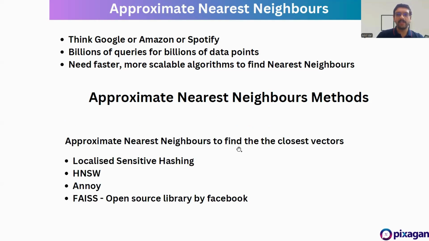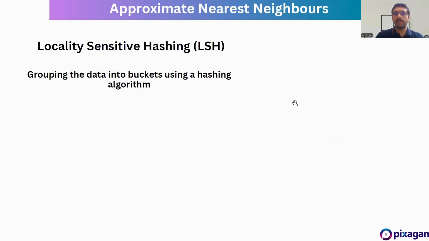So there are a number of different techniques. An example is locality sensitive hashing. There's the hierarchical navigable small worlds algorithm, which is one of the key algorithms used in vector databases. You've got Annoy. Then there's FAISS, which is an open source library that Facebook has given out, which has some of these algorithms, and you can use it to set up semantic search very quickly. And the reason I'm explaining this is because that now brings us very quickly to how a vector database works.